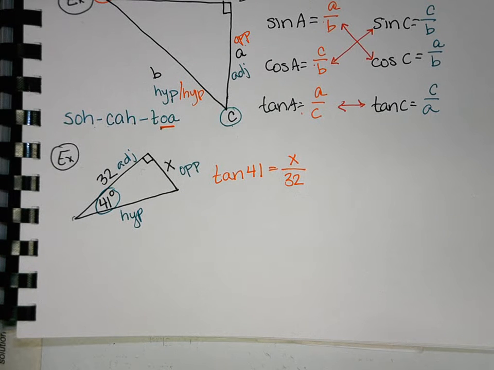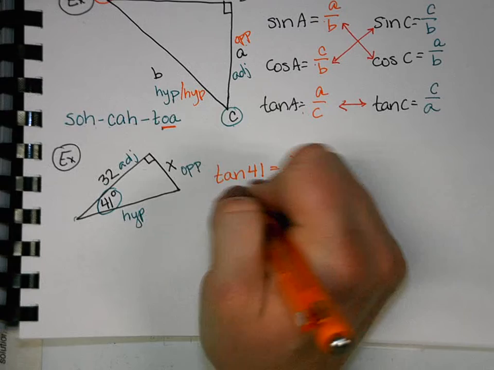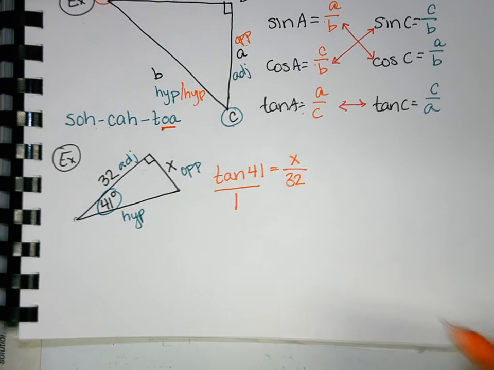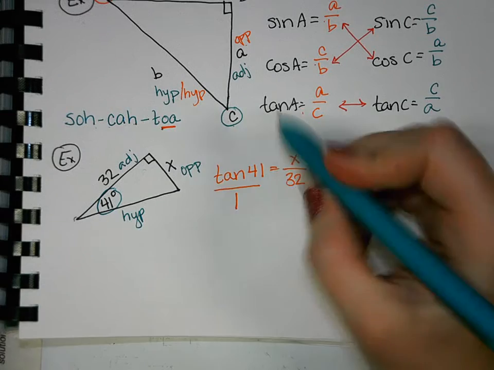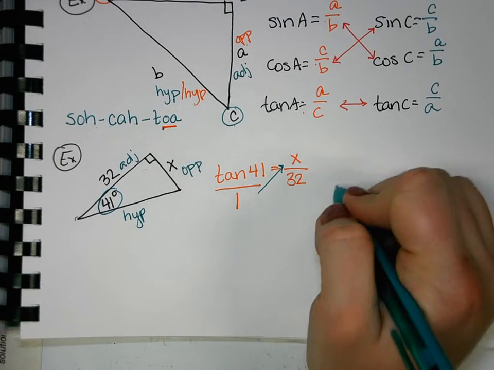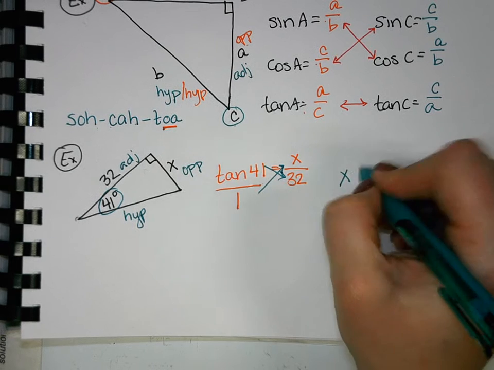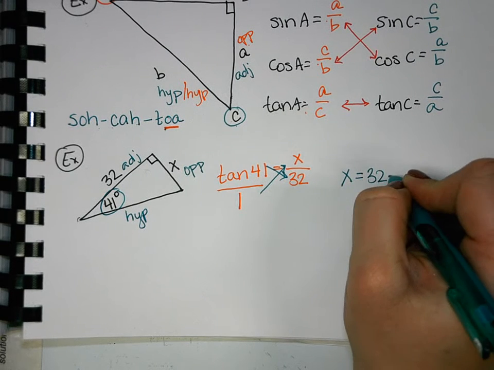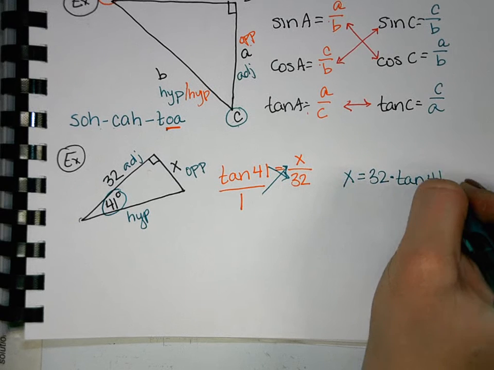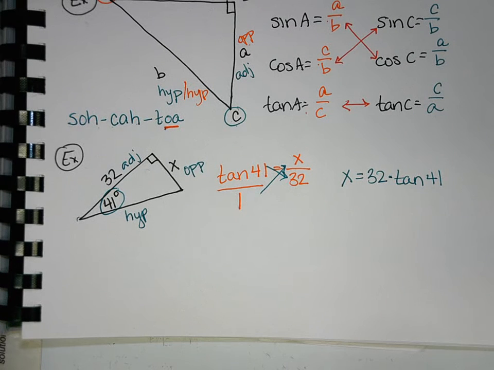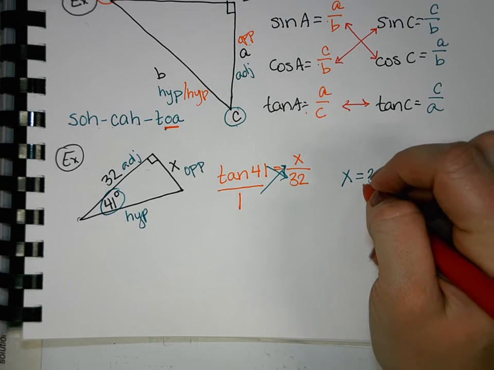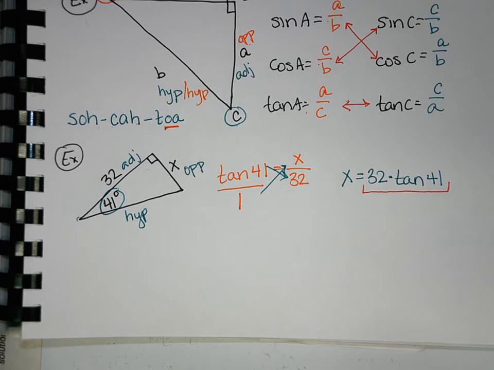So any questions at this point? Because from here we're just solving. This setup is the key to all of our trig. Do you guys remember how to cross multiply? We're going to put the tangent over 1 so that I can just cross multiply. So 1 times x is x, 32 times tangent 41. And this is where our calculator comes in. This is what we call calculator ready form, where all I have to do is type it into a calculator. But you need to have a scientific calculator.